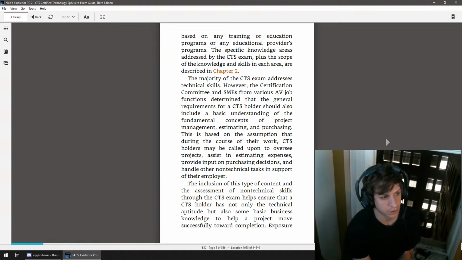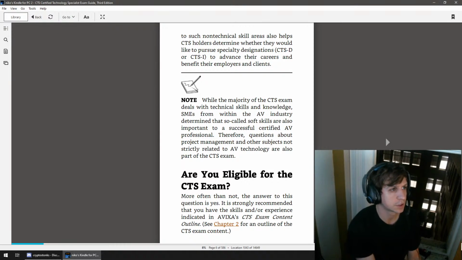The inclusion of this type of content and the assessment of non-technical skills through the CTS exam helps ensure that a CTS holder has not only the technical aptitude but also some basic business knowledge to help a project move successfully towards completion. Exposure to such non-technical skill areas also helps CTS holders determine whether they would like to pursue specialty designations or CTSI to advance their careers and benefit their employers and clients.